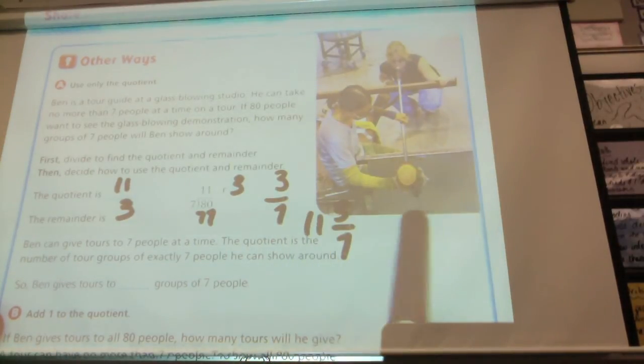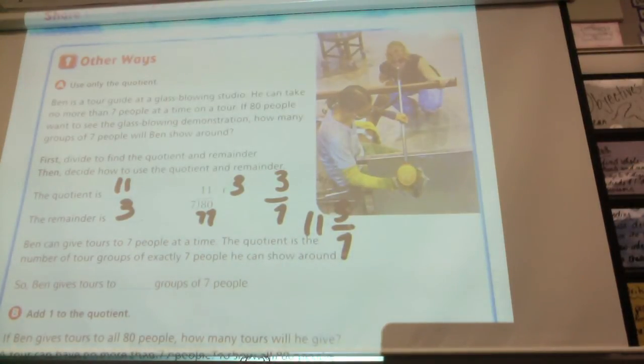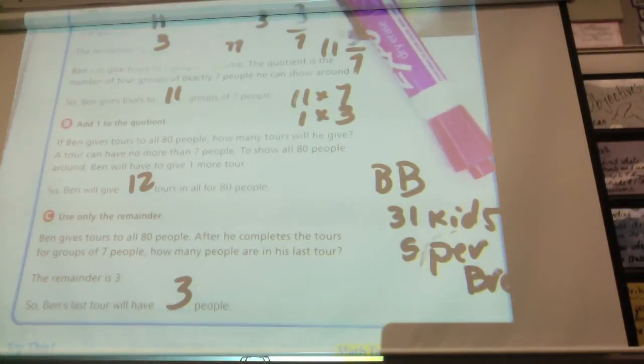11 is the quotient and 3/7 is the remainder. Can that be a correct answer? 11 and 3/7? Yes. Okay, what do you guys think? Okay, I have 7 and I have 6. So, one of those is the right answer.